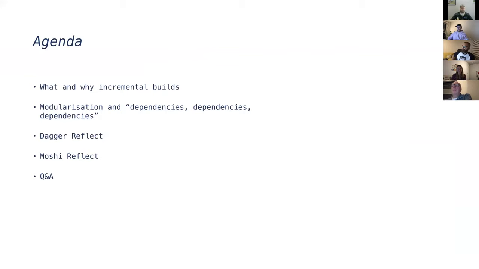Okay, so short agenda for today. I'll talk really quickly about what incremental builds are and why we care about them. First, I'll talk about the first attempt at making builds faster, which is modularization, and I'll talk about dependencies. Thank you, Steve Ballmer. And then I'll talk about another technique for making builds faster, no matter whether incremental or clean builds: Tiger Reflect.